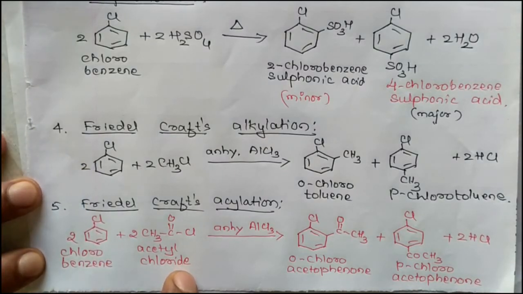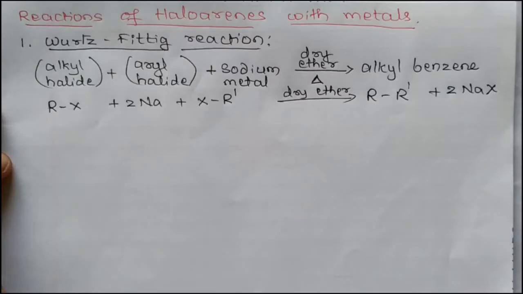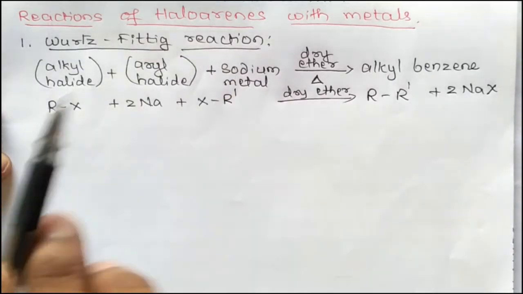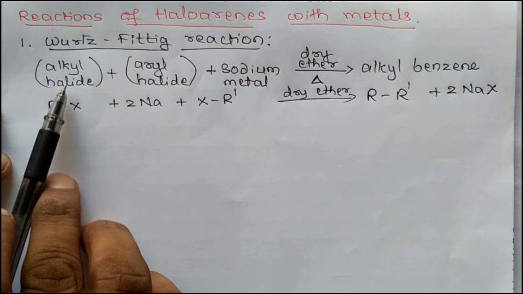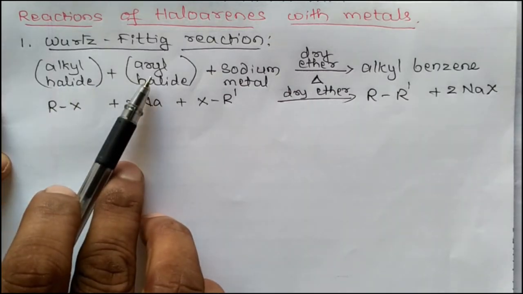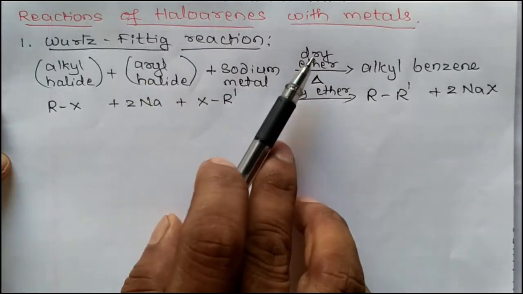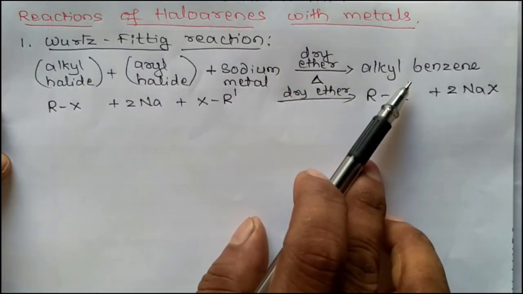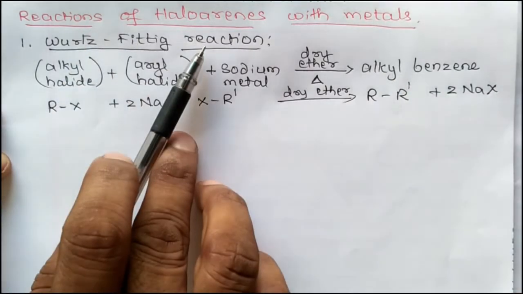This is about electrophilic substitution reactions of halogens, some examples of them. Now we'll discuss reactions of halogens with metals. First, the Wurtz-Fittig reaction. A mixture of alkyl halide and aryl halide is heated with sodium metal in dry ethereal solution. You are going to get alkyl benzene. This reaction is known as the Wurtz-Fittig reaction.